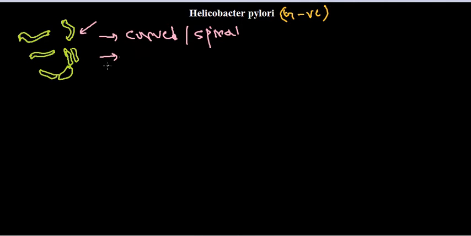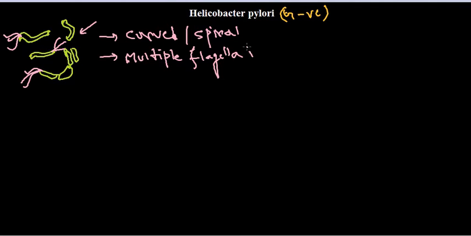And the second thing is that they have flagella. And the flagella we are talking about, they have multiple flagella at the polar region. So let me draw this, multiple flagella in the polar region, right? So that means they are multiflagellate. So multiple flagella in a pole, okay, in any one of the poles, right?